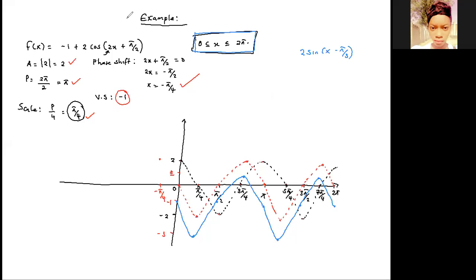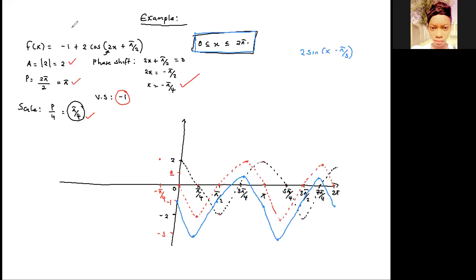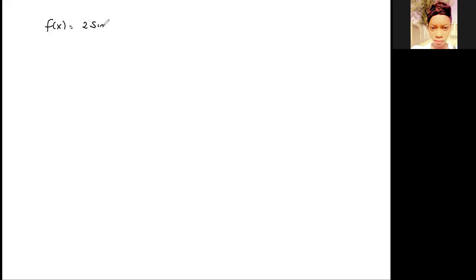Okay, so we do one on sine. f of x is equal to 2 sine of x minus pi over 3. So let's find the amplitude and the period. The amplitude is 2. The period is 2 pi over 1, which is 2 pi.